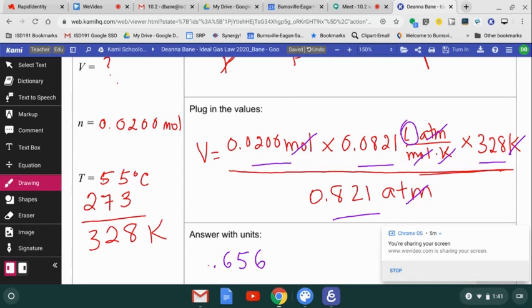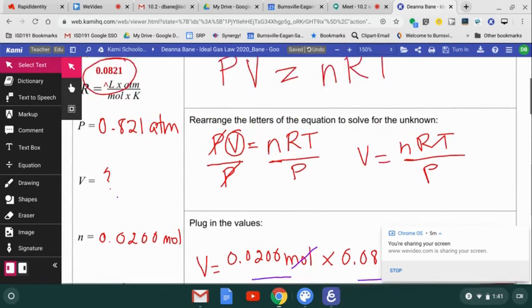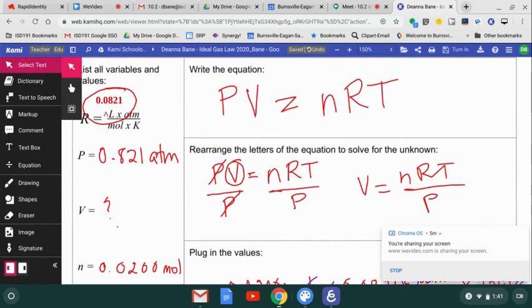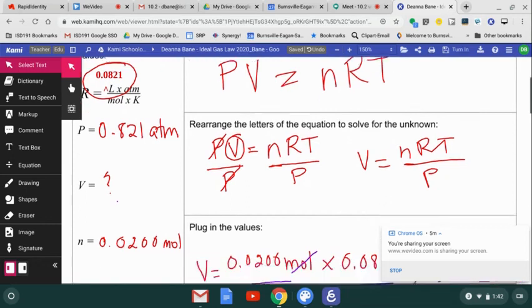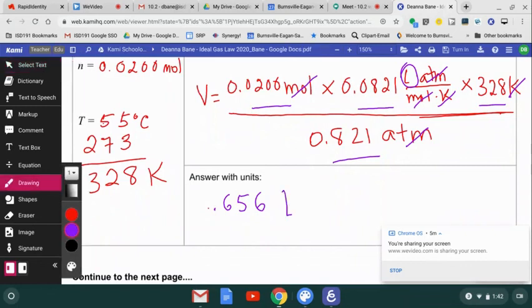Let's check really quickly to make sure that the significant figures are okay. Notice we've got 3 for temperature. N has 3. We start with the 2 and count the rest of the numbers. And the pressure also has 3 significant figures. So this is a correct answer and the correct number of significant figures. The only thing we have to add is liters. And there's the final answer.